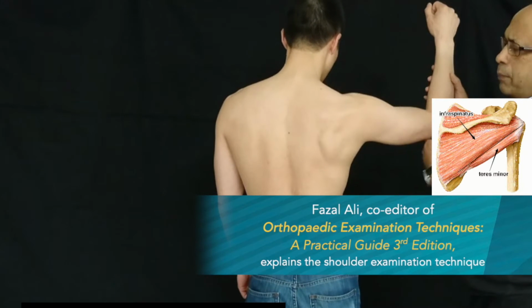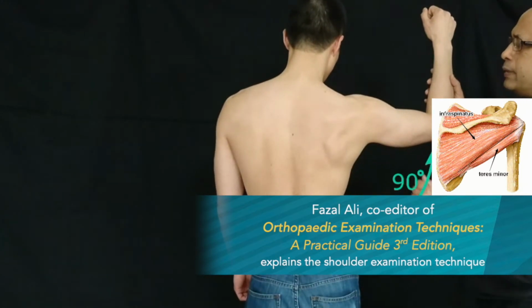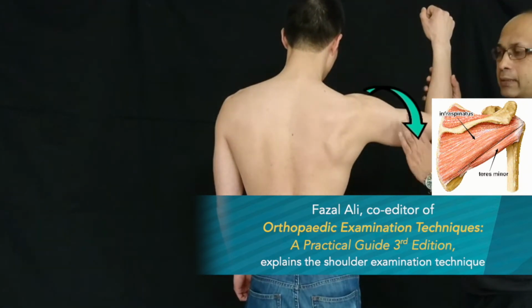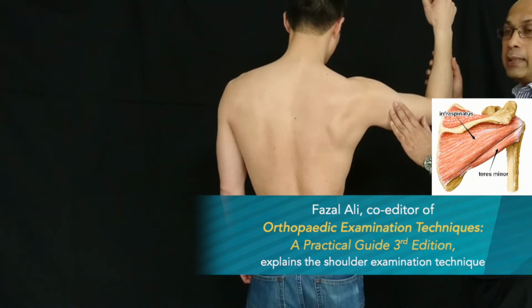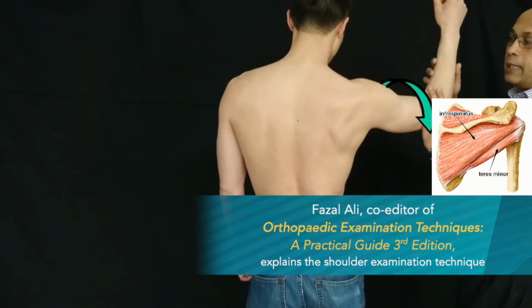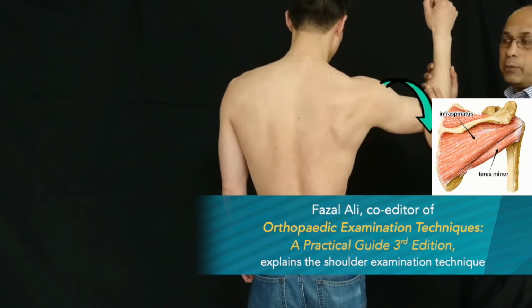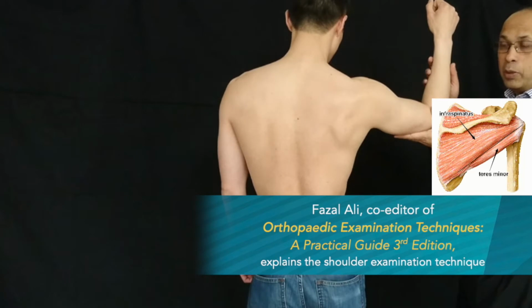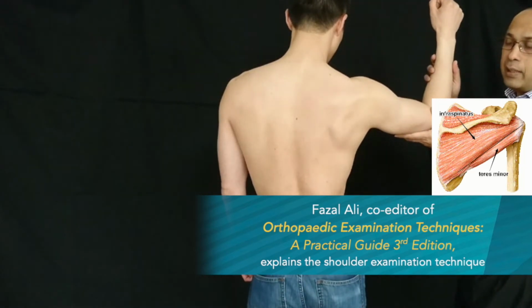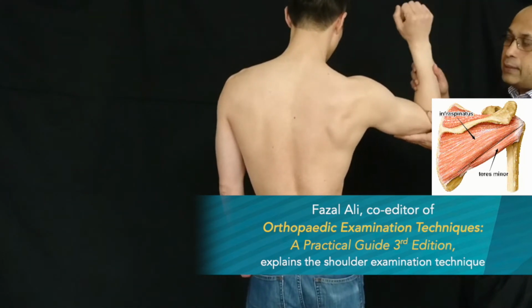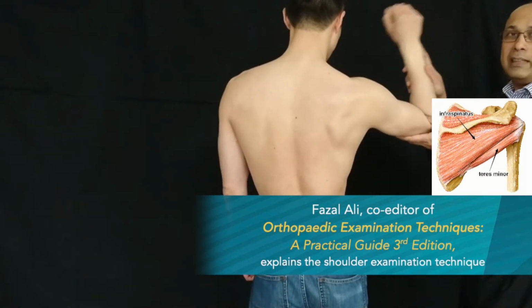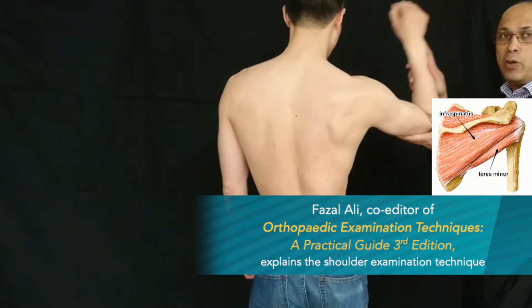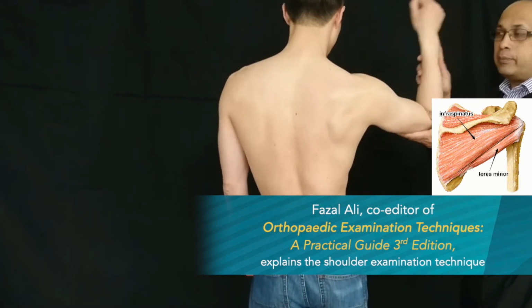Now, if you abduct the shoulder to 90 degrees and ask the patient to externally rotate the shoulder, then at this point, it is mainly teres minor working. Therefore, if teres minor is not working, when you ask the patient to externally rotate the shoulder at this point, in the effort to try and externally rotate, this hand drops towards the mouth like that. And that is like blowing a horn. It's called Hornblower's sign.